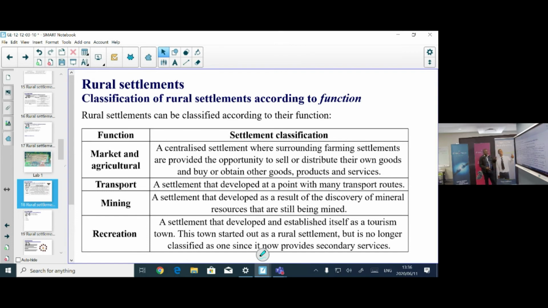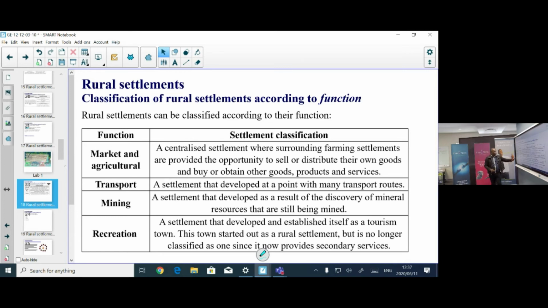Function, market and agricultural. Settlement classification. It is a centralized settlement where surrounding farming settlements are provided the opportunity to sell or distribute their own goods and buy or obtain other goods, products and services. Then transport is a settlement developed at a point with many transport routes.